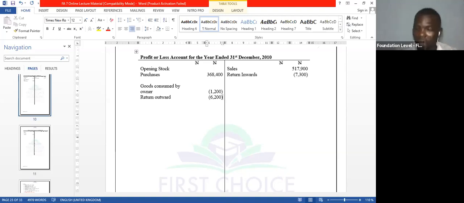Then the next thing for us is to move on. What do we have? We have discount allowed. Discount allowed is an expense. It means that the total amount of money you expect to receive on your sales is no longer that amount, because you have allowed them to enjoy some reasonable amount of discount.